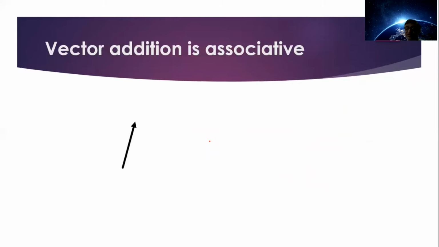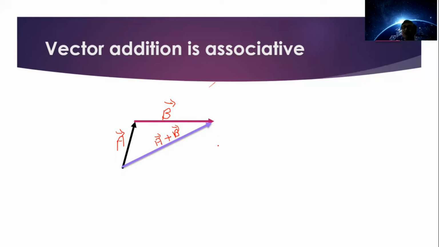Now, vector addition is associative. Suppose this is the vector A, and here we have another vector B. Then we can have A vector plus B vector according to the law of triangle of vectors. That is, we get this vector, which is A vector plus B vector.